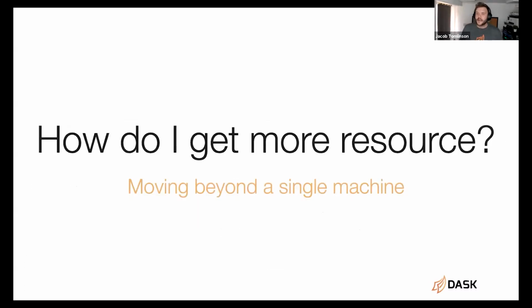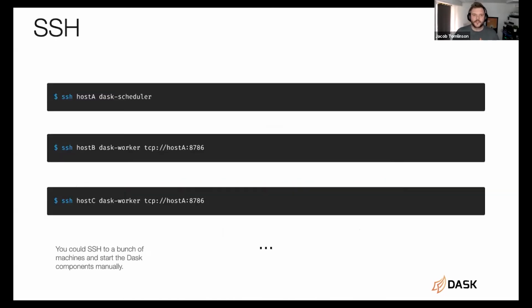So how can I get more resource than my one machine? Well, before we dig into fancy approaches like the cloud, you could just SSH onto a bunch of machines and start the Dask scheduler and the Dask worker processes and connect them to each other. I must admit, in a previous job, I used to do this on colleagues' desktops when they were at lunch in order to build little pseudo clusters for doing things, right? You can just SSH in, you start the processes, everything's great.